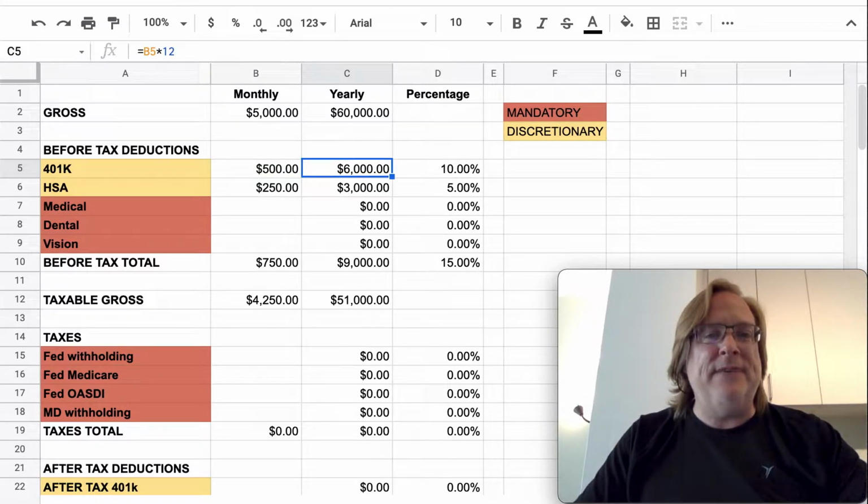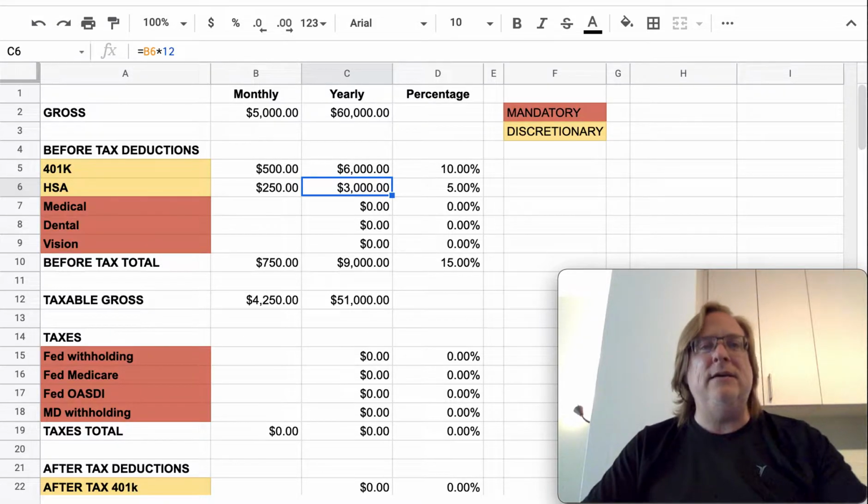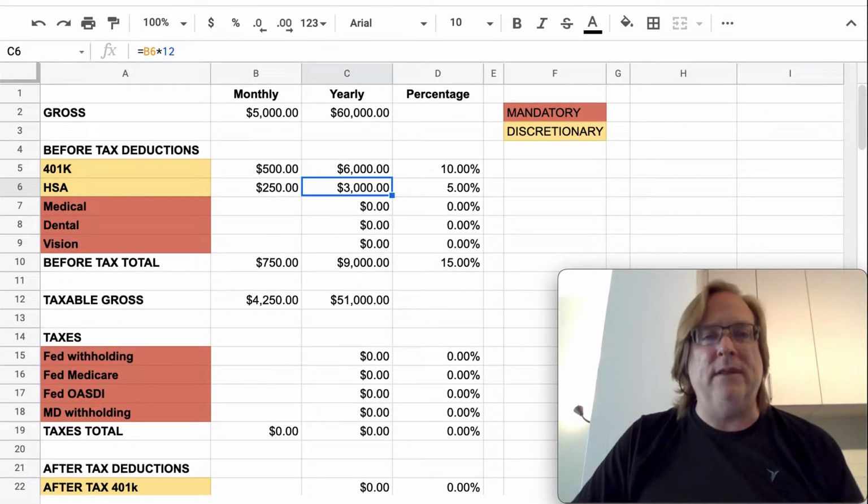This is just B5 times 12. So 500 times 12. And it's the same here. It's just B6 times 12, working out your yearly values given your monthly values. That's all that's going on.